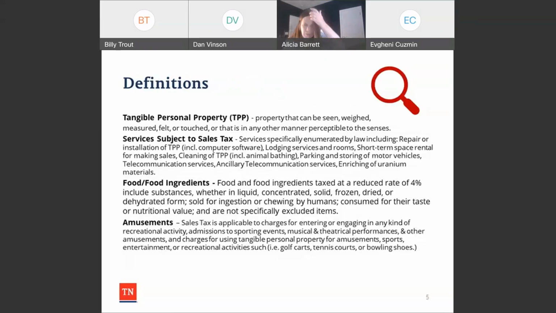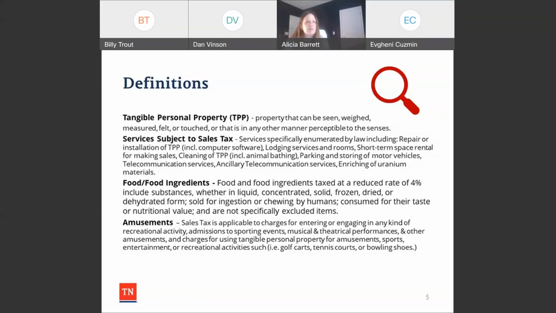So let's talk a little bit about the definitions that I mentioned earlier. First definition is tangible personal property. So this is anything that can be seen, weighed, measured, felt, or touched, something that's going to be perceptible to the senses.